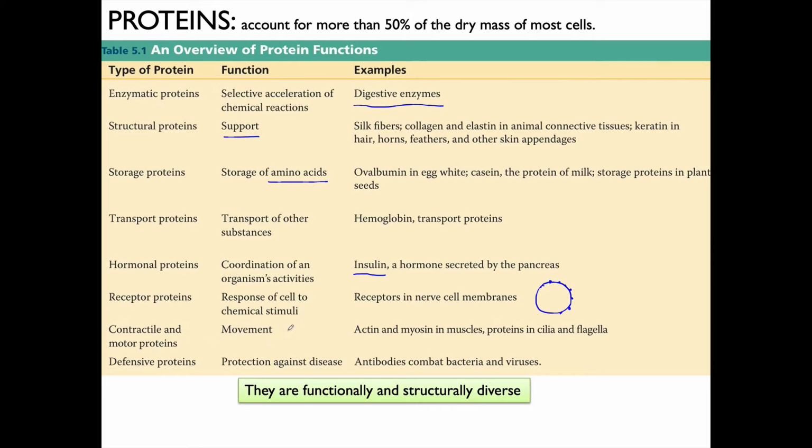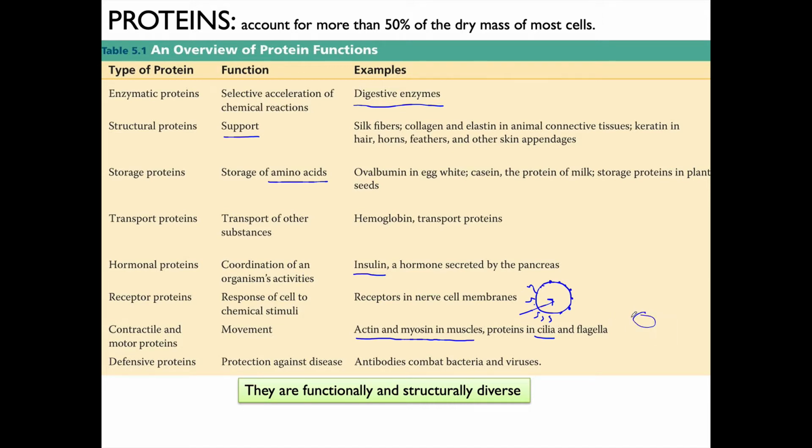These function in movement. So if you flex a muscle right now, what you have are two proteins inside called actin and myosin, which are actually causing the contraction of that muscle fiber. Some of our cells can actually move around, and that's due to proteins in the little hairs that cover their surface. And I'll draw a few on this cell here. So little hair-like structures that beat in coordination can propel a cell in a forward direction.